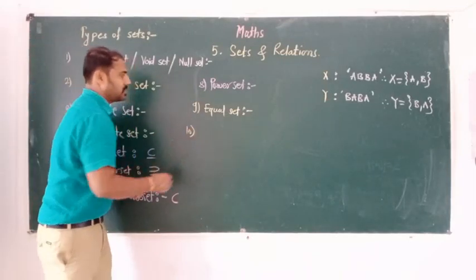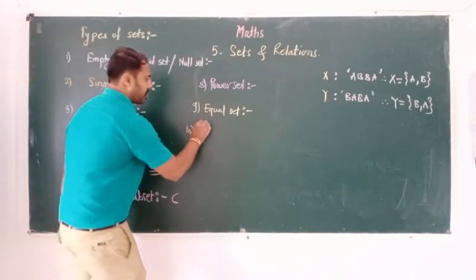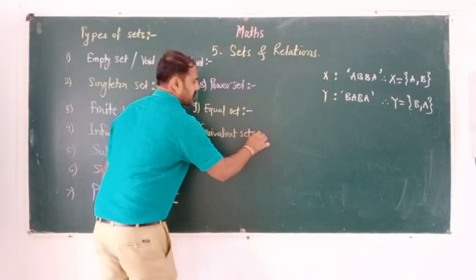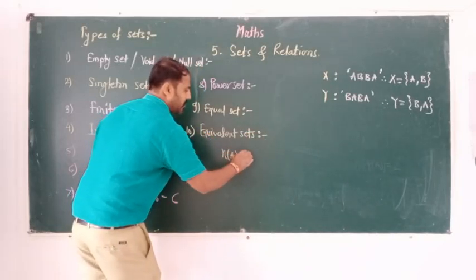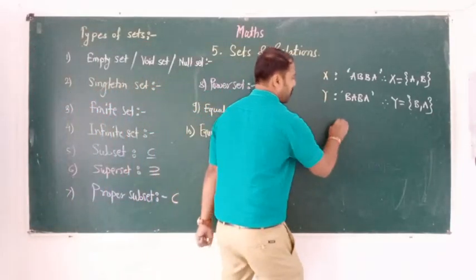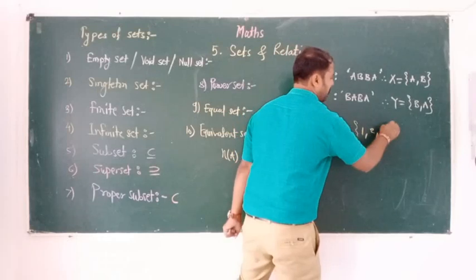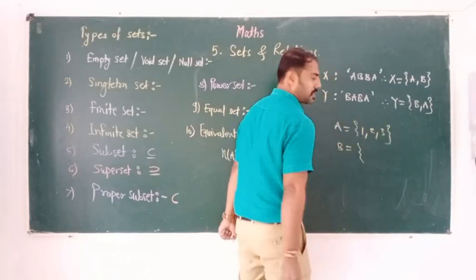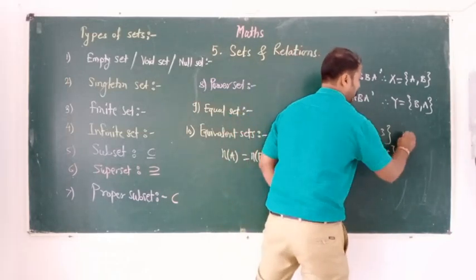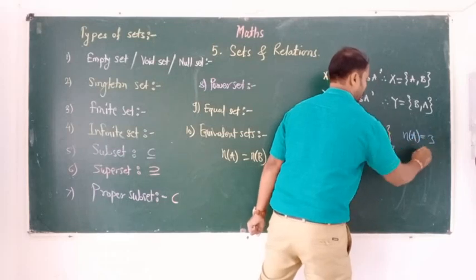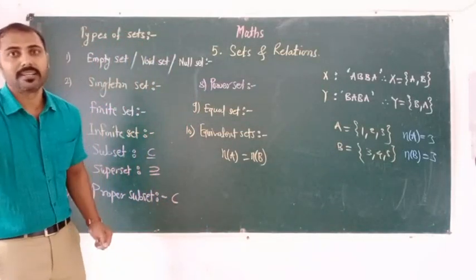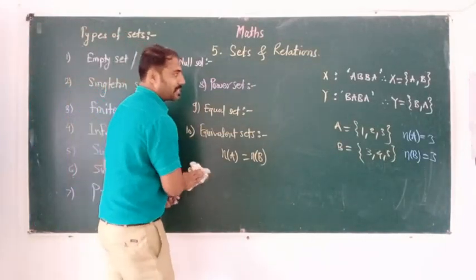Next definition is equivalent sets. Two sets A and B are said to be equivalent if it satisfies the condition N of A is equal to N of B. For example, A is equal to 1, 2, 3, and take another example, B is equal to 3, 4, 5. Here cardinality of that set is N of A is equal to 3, and N of B is equal to 3. So these two are equivalent sets.